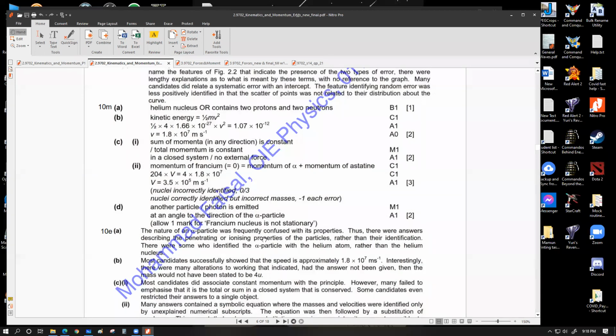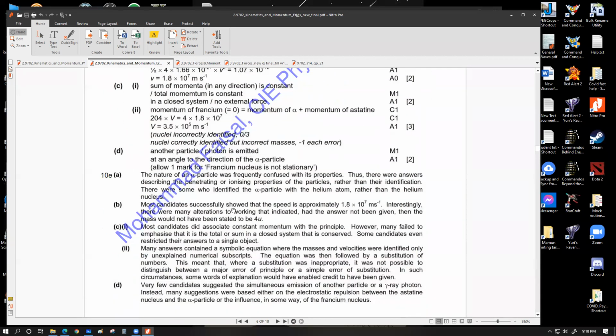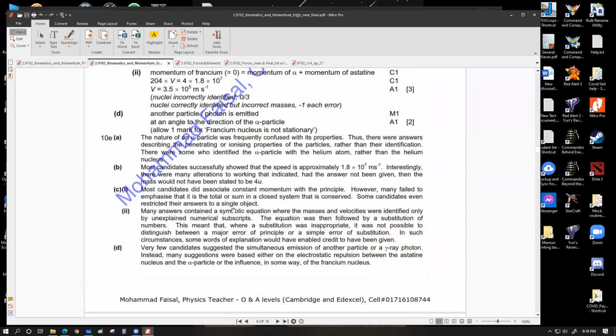If we have a look at the examiner's report, what they have to say for part D: very few candidates suggested the simultaneous emission of another particle or a gamma ray photon. Instead, many suggestions were based either on the electrostatic repulsion between the acetylene nucleus and the alpha particle and the influence in some way on the Francium nucleus. So these are all wrong considerations, because the question specifically tells us that the Francium nucleus was initially stationary. So we cannot overdo that.